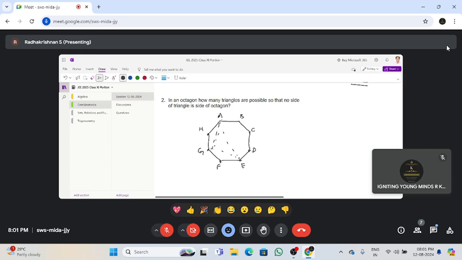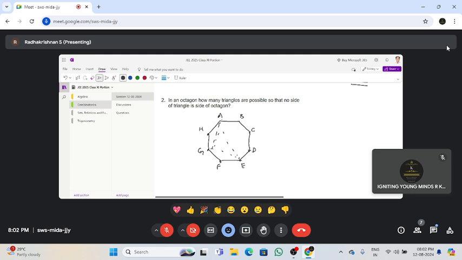Yeah, speak in English, ma. Yes. Not from three consecutive vertices, there are 7 possibilities, and 2 consecutive vertices, there are 8 possibilities. After that, I don't know what to do. So, in a triangle, maybe we have to remove this.